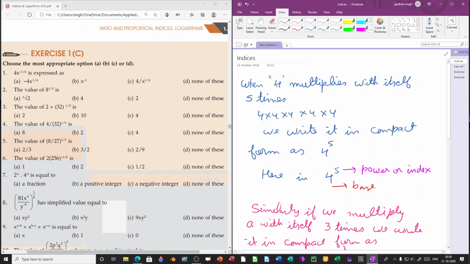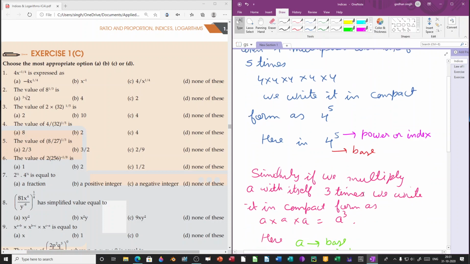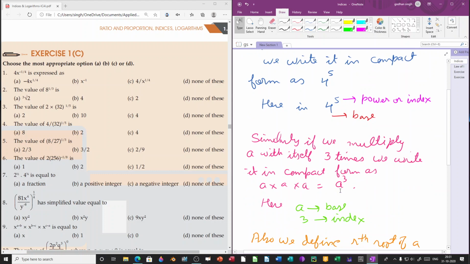Indices: when 4 multiplies with itself 5 times, we write 4 into 4 into 4 into 4 into 4, and in compact form we write 4 with 5 on the superscript. This is known as 4 raised to 5, where 4 is known as the base and 5 is known as the power or index.